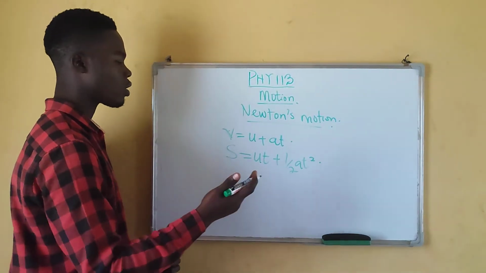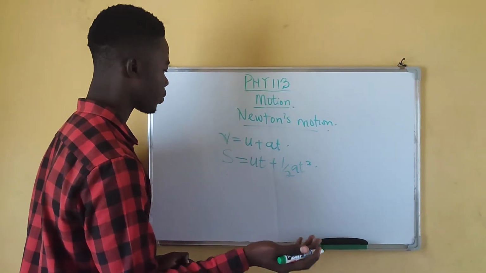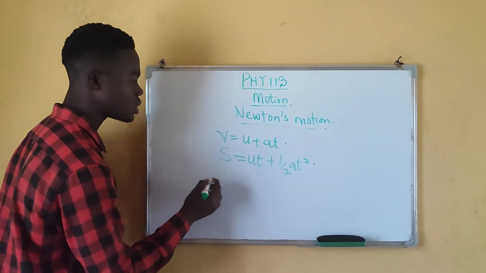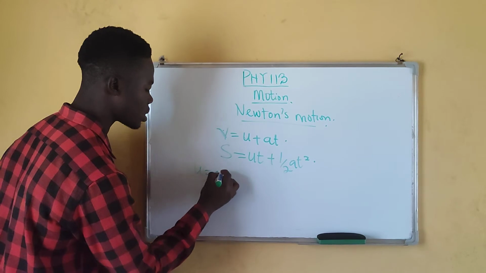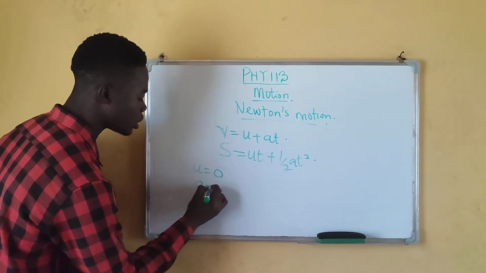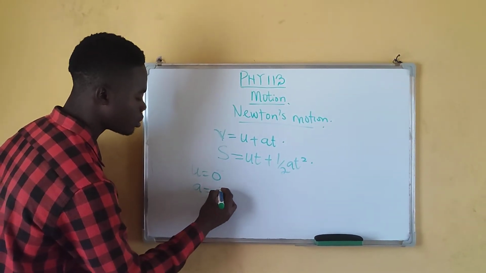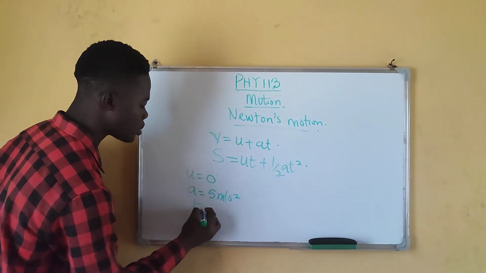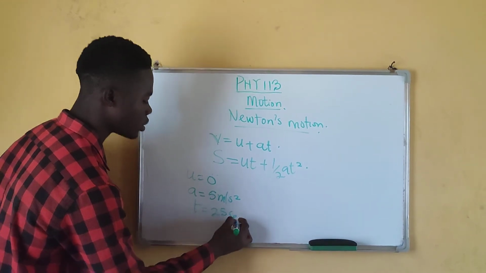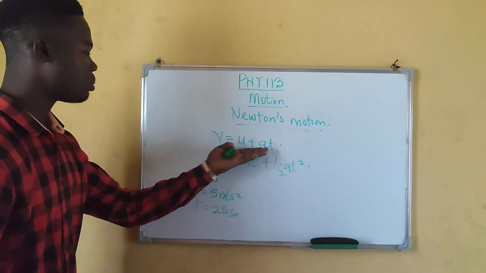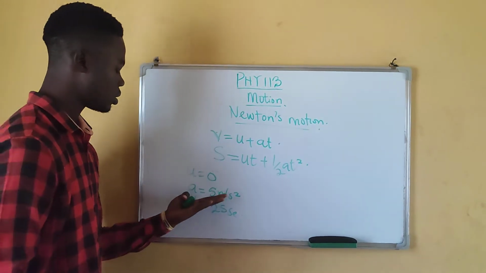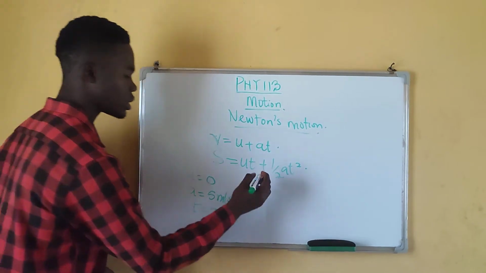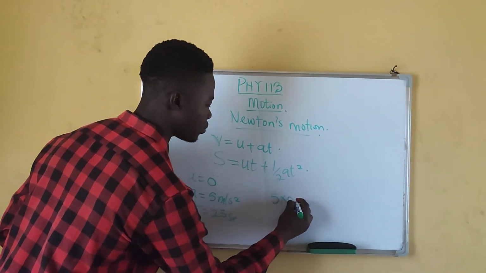So questions might come in different ways. They might ask you to calculate the final velocity whereby you are given the initial velocity to be 0, your acceleration to be 5 meters per second squared, and your time to be 25 seconds. So you just introduce these into the formula where your u is 0, your a is 5, and your t is 25. So that is just 5 times 25.